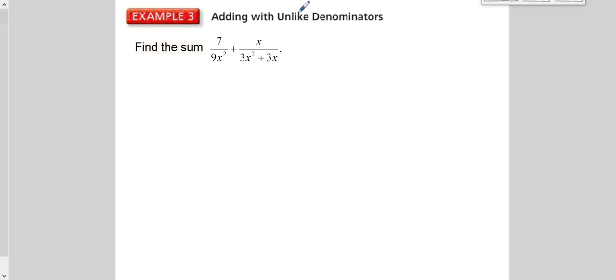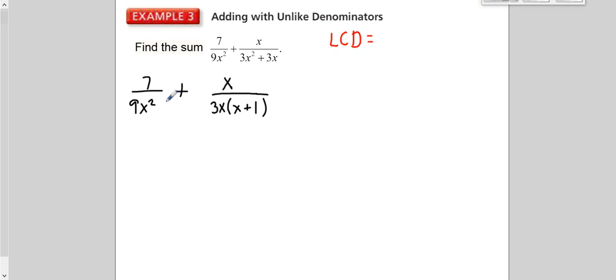Find the sum, adding with unlike denominators. The first thing we're going to want to do is rewrite these in factored form, at least the denominators. 3x squared plus 3x has a GCF of 3x that we can factor out, and we get x plus 1. Double check: if I multiply this back, does it equal what I started with? It does. Okay, so there's a factored form. Let's figure out our lowest common denominator.